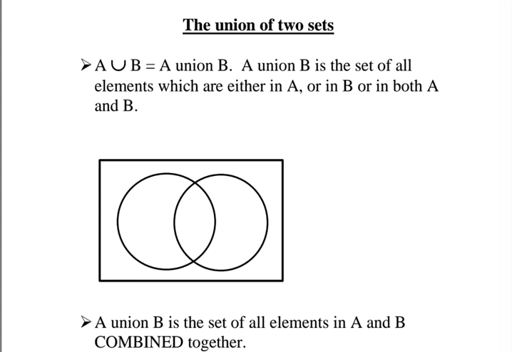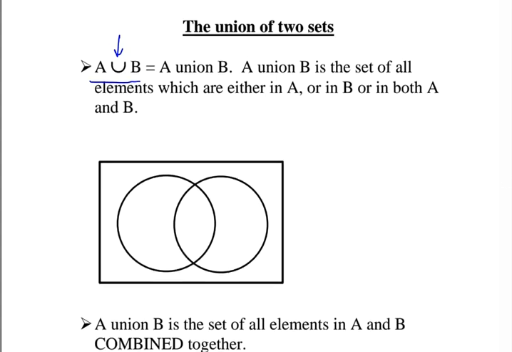Sets 3. All right, the union of two sets. In sets, wherever you see that symbol, it means union. Therefore, this entire statement that I just underlined reads A union B. So, what is A union B? A union B is the set of all elements in the universal set which are either in A or in B or in both A and B.